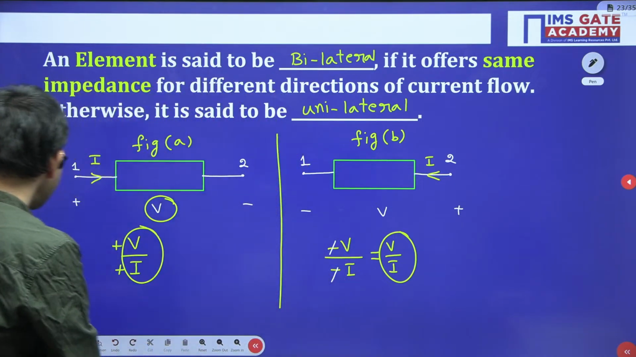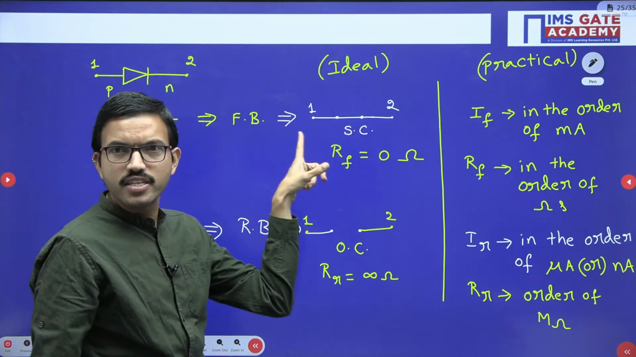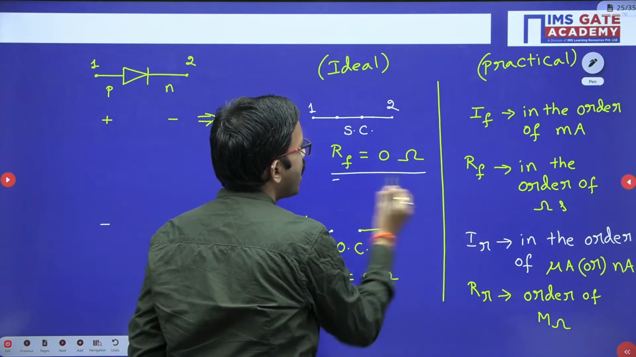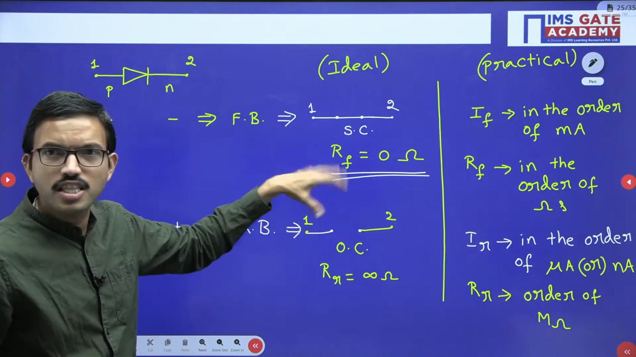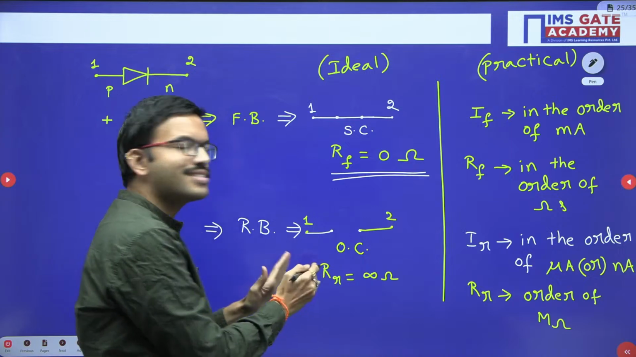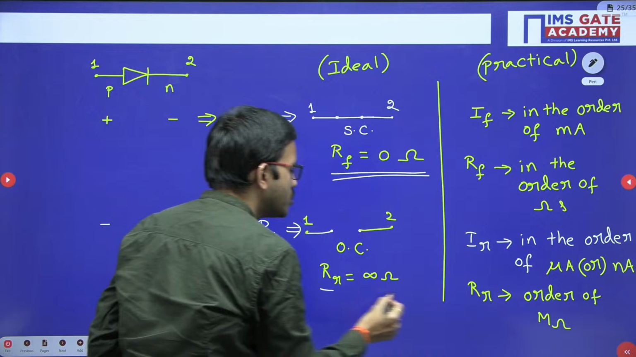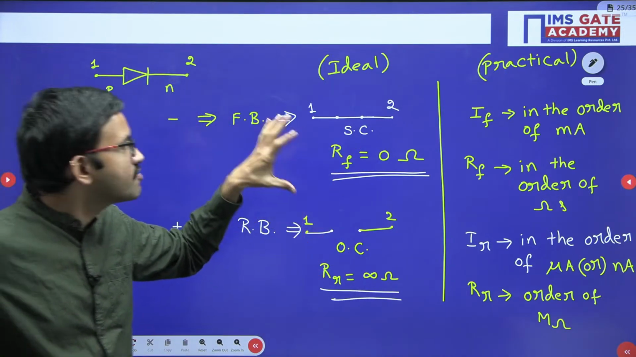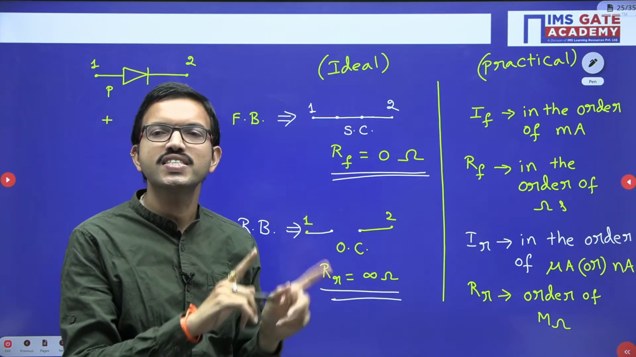Now observe, in case 1, the ideal case, RF equals 0 ohm. Resistance is nothing but the ratio of voltage and current. In case 1 you get 0 ohm, in case 2 you get infinite. Are both the same? Both are not the same. That's why it is a unilateral element. If both are the same, then we say it is bilateral.